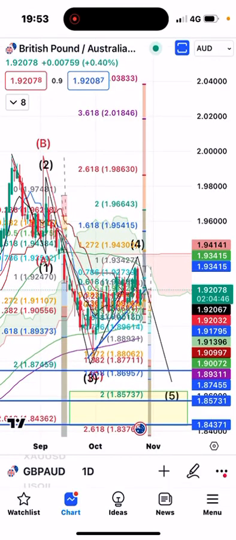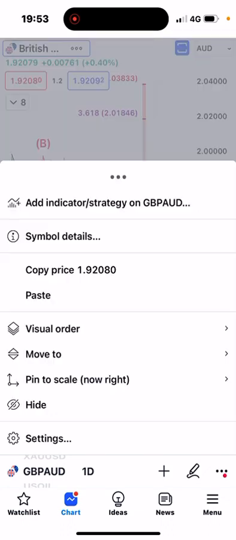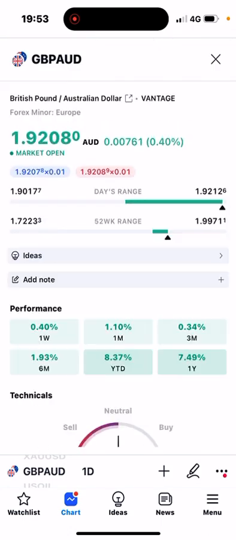Hey everyone, so thought I'd do a little video on GBP/AUD, so the British pound with the Australian dollar, as you can see up here.